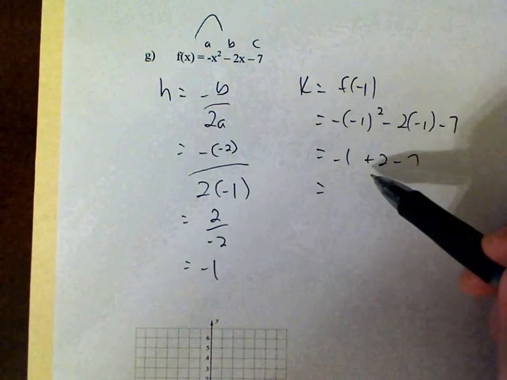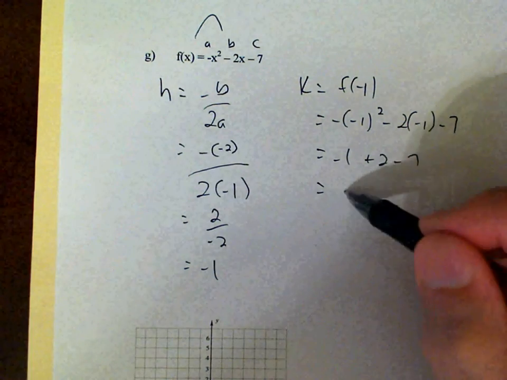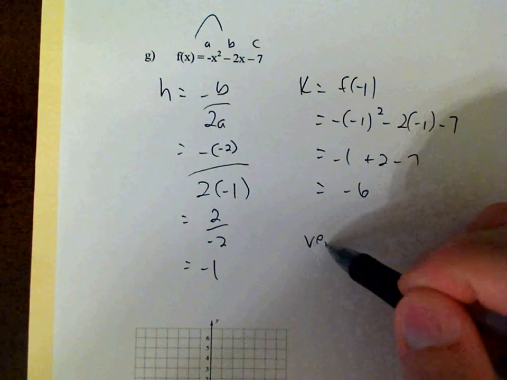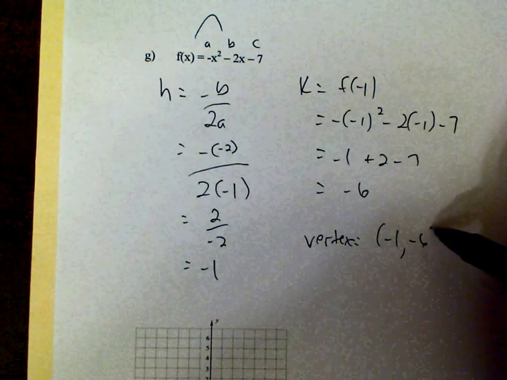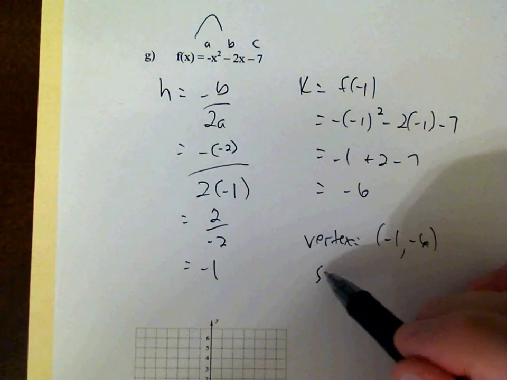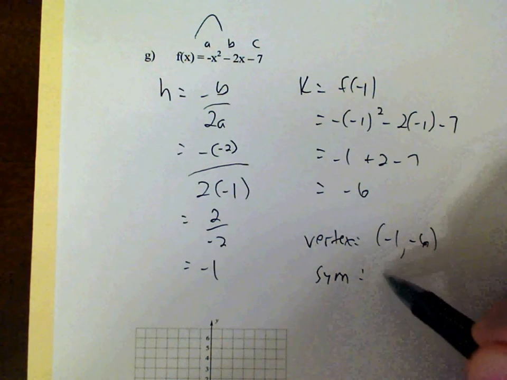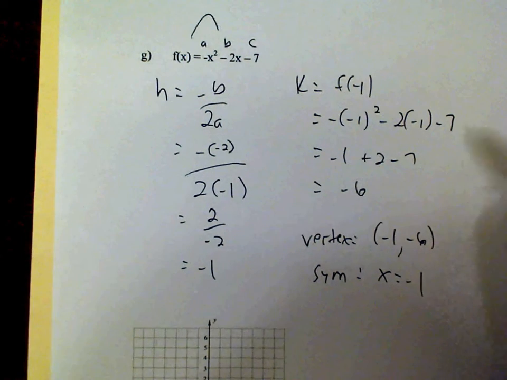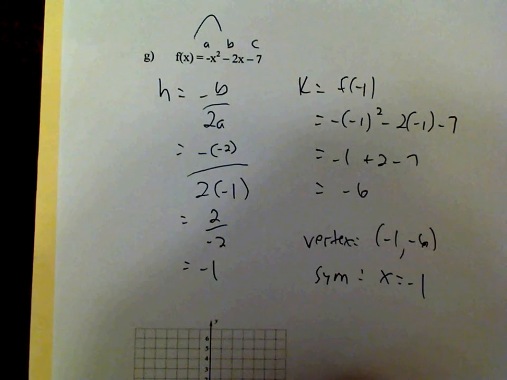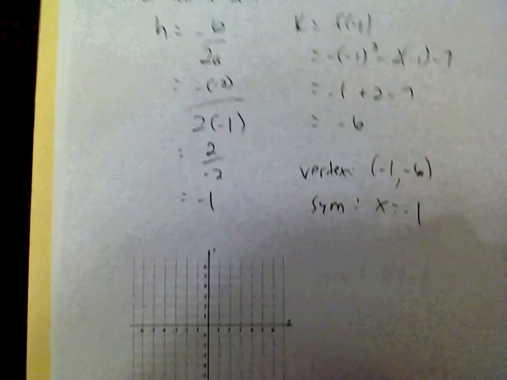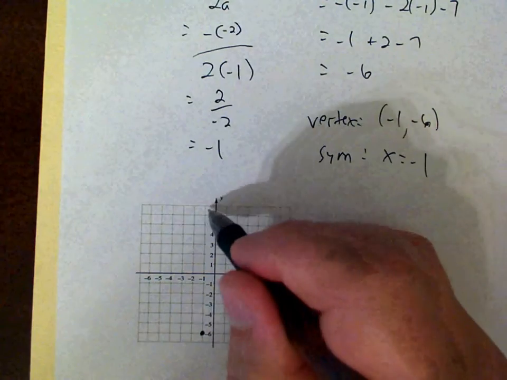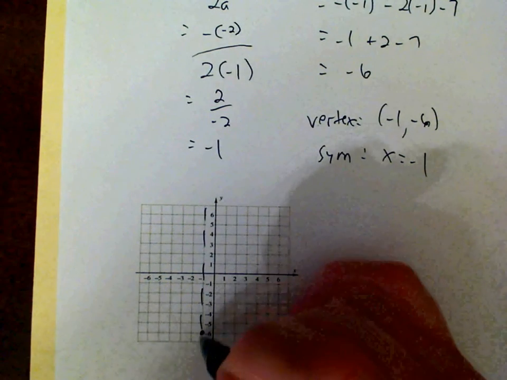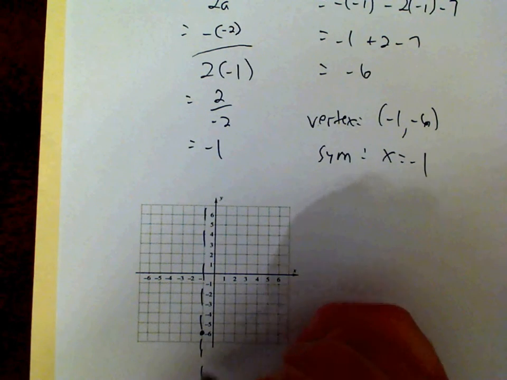Negative 1 plus 2 is 1, and 1 minus 7 is negative 6. So our vertex is negative 1 comma negative 6. Now the axis of symmetry will be x equals negative 1. So negative 1, negative 6 is down here. Let me move this up so you can see it. And that's our vertex, negative 1, negative 6, and our line of symmetry is x equals negative 1.